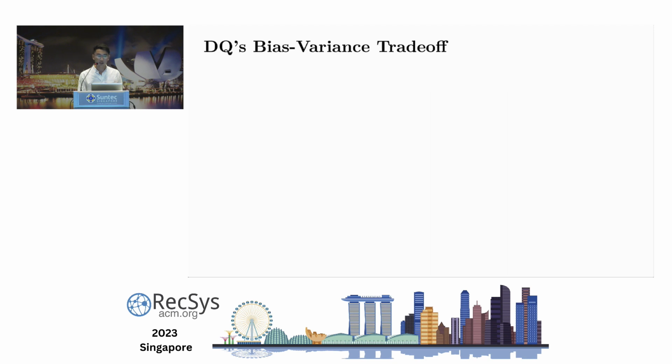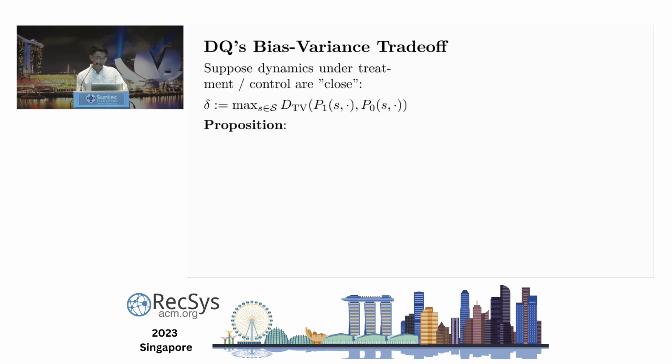So what can we say about the bias and variance of these various estimators? I'm going to have to introduce one more quantity, delta, which is just a problem parameter. It measures how close the dynamics are under treatment and control. P1 of S is the distribution over next states starting from state S if you take the treatment action, and P0 of S is the distribution of next states starting from state S if you take control. Delta just measures the distance between those two distributions. This is a useful parameter, first of all, because the average treatment effect is typically order delta. It's pretty much just linear in delta for most problems.